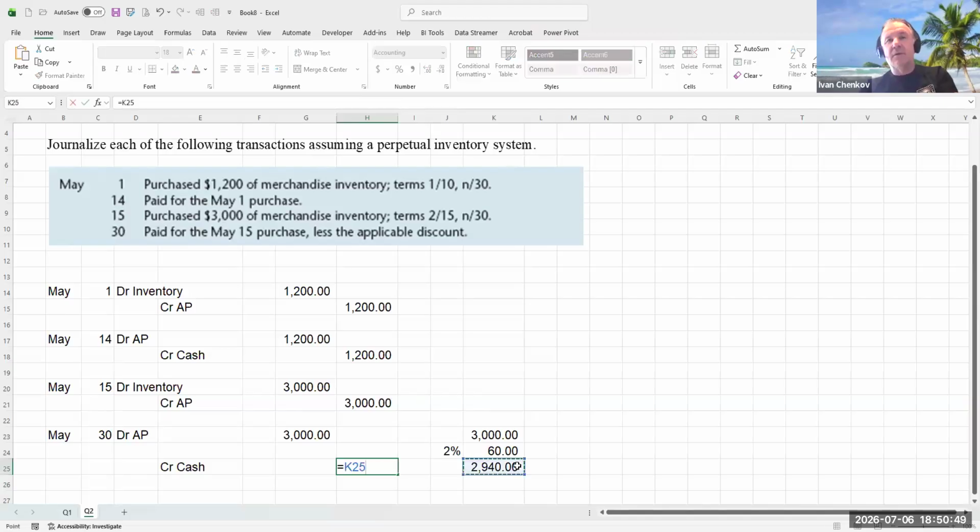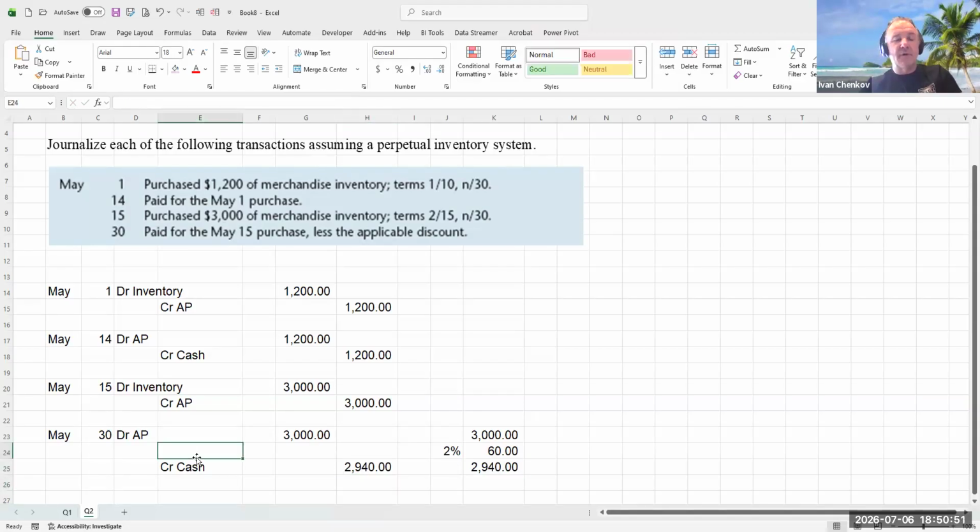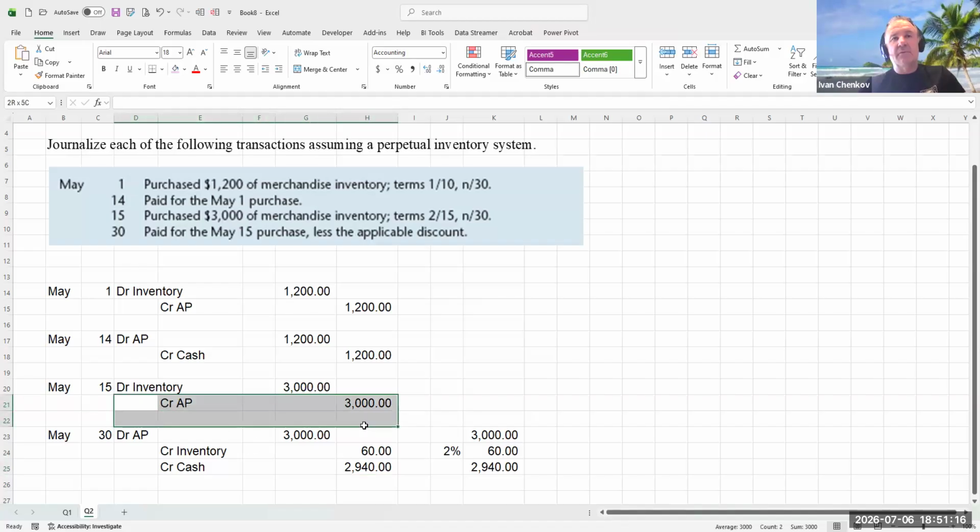What we're going to do with the difference now, we have to credit it somewhere. We're going to credit the account which is called inventory. Remember, we are on the perpetual inventory system, so everything goes to the inventory. How much will be that? $60.